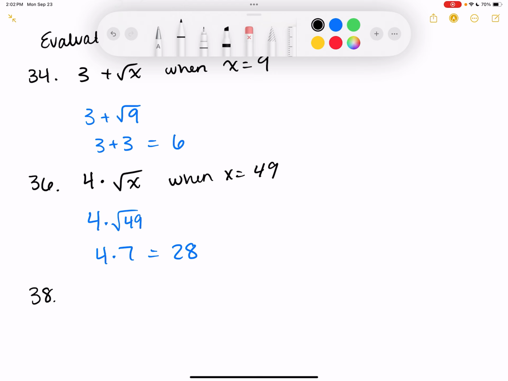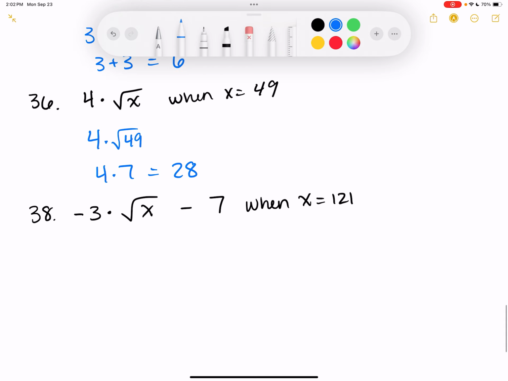All right, 38. Last one. Negative 3 times the square root of x minus 7. What's the x? I'm going to rewrite it when x equals 121. All right, plug in 121. So I have negative 3 times the square root of 121 minus 7. What is the square root of 121? 11. So I have negative 3 times 11 minus 7. Negative 33 minus 7, which is negative 40.